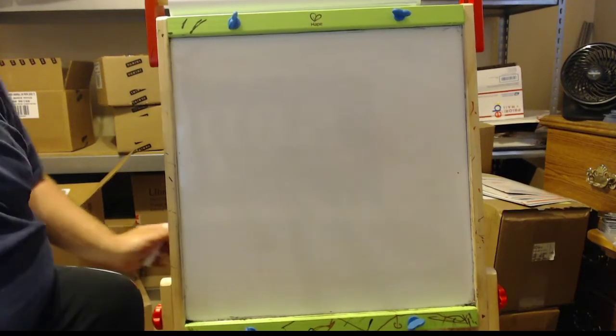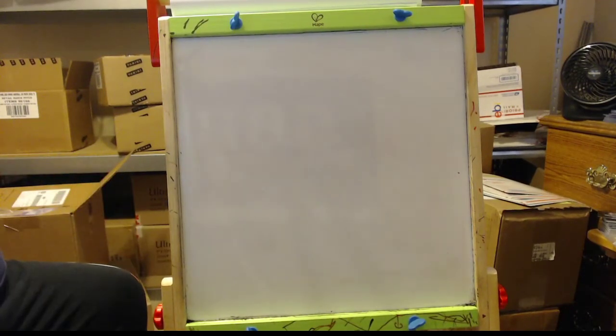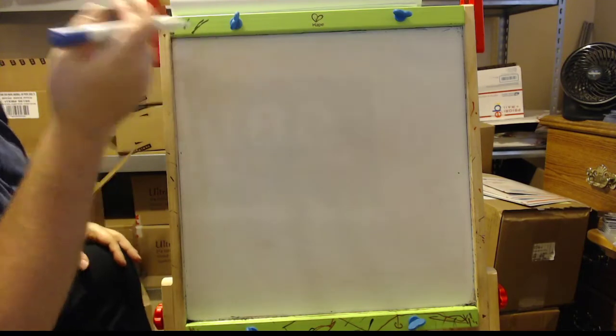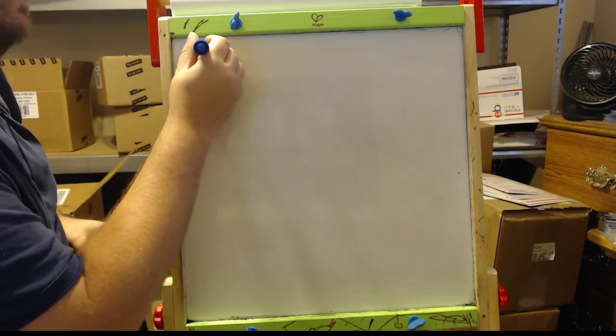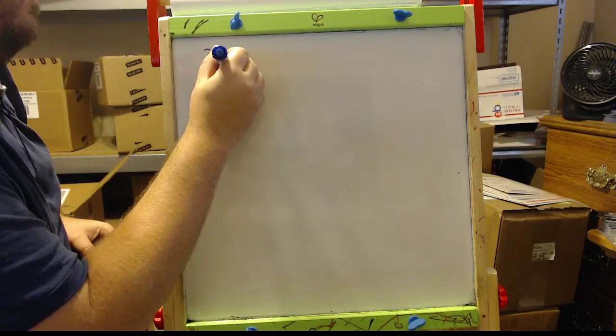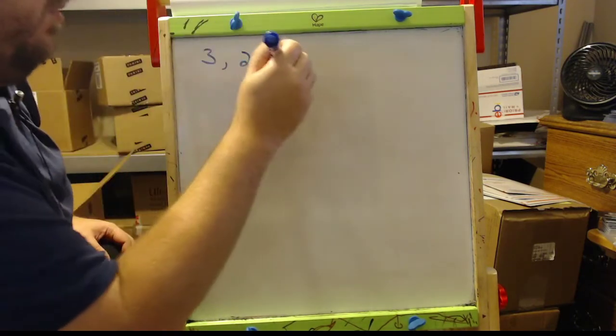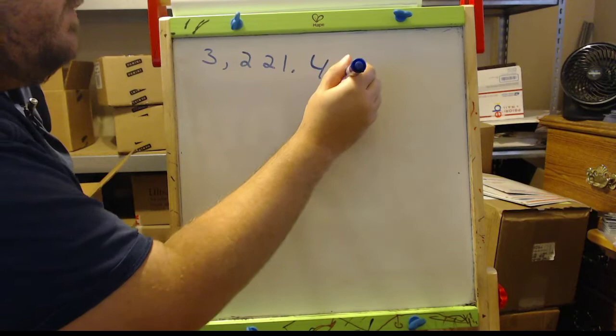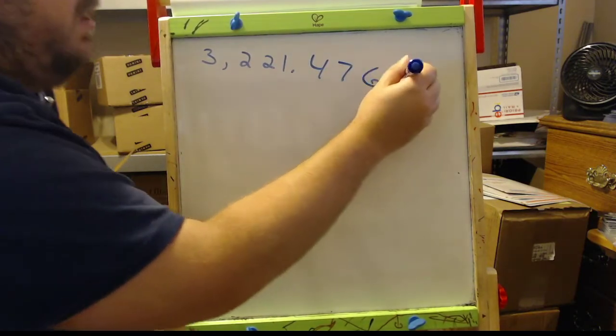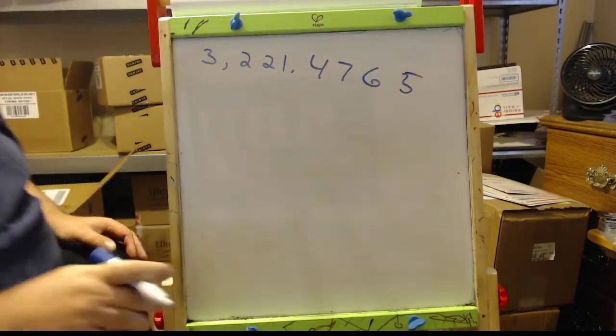Alright guys, today's lecture is on decimals. So we'll talk about decimals here. We're going to start with essentially looking at a decimal number. Let's look at something like 3,221.476, and we'll go all the way out to 5, like that.